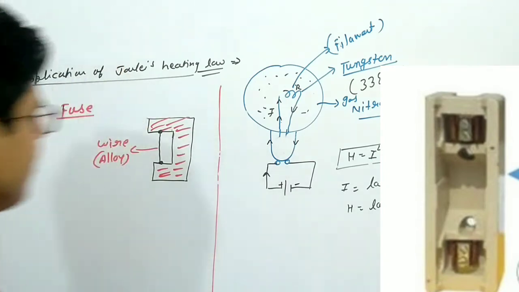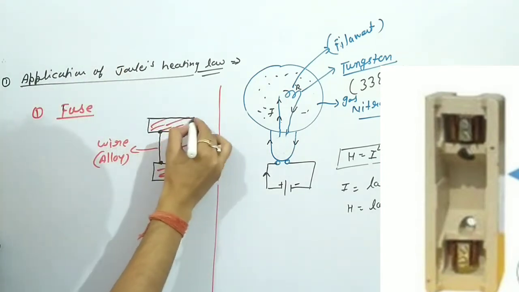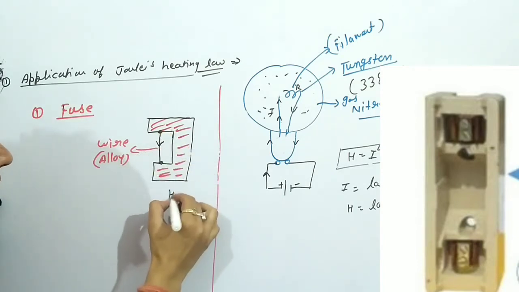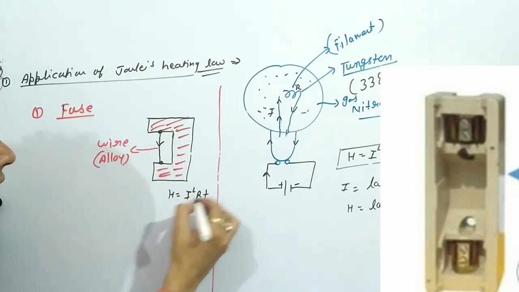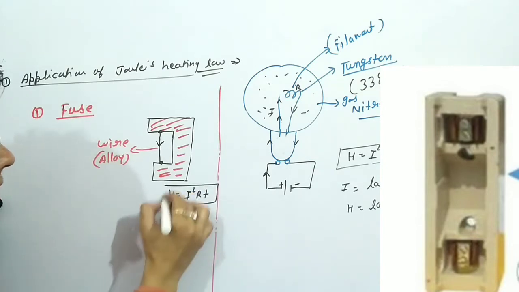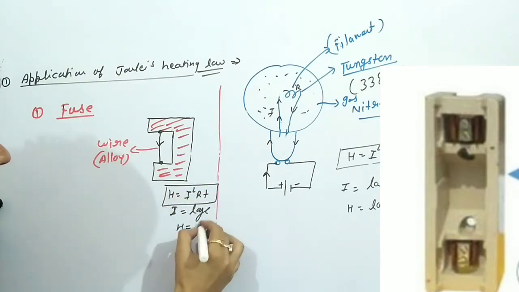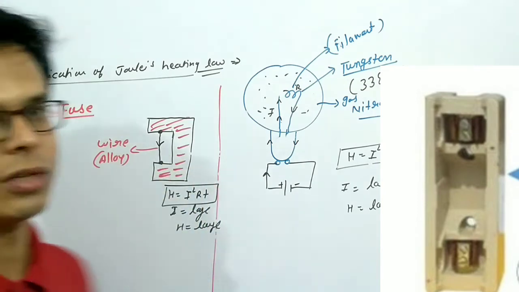व्हेन लार्ज करंट विल फ्लो थ्रू इट, इट इज कनेक्टेड थ्रू मेन सर्किट. घर के बाहर मेन सर्किट से जाओ. व्हेन करंट विल फ्लो थ्रू दिस वायर, हीट विल प्रोड्यूस I स्क्वायर RT. व्हेन ए लार्ज करंट विल कम, व्हेन I विल बी लार्ज, देन हीट विल बी लार्ज एंड इट विल मेल्ट एंड इट विल सेव योर डिवाइसेस.